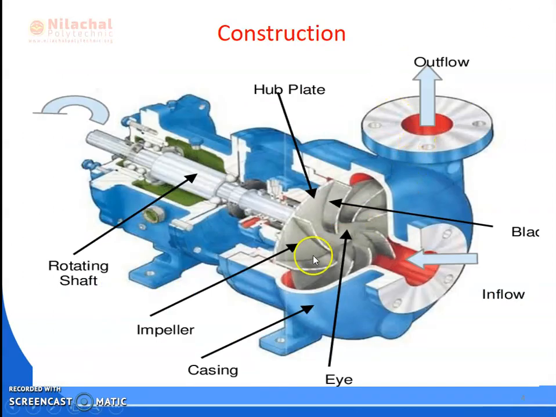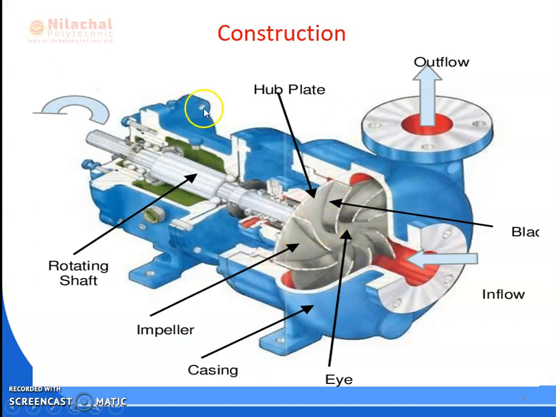So see, this is your hub plate, and this is your vane. Hub plate with vane is known as your impeller. This is the casing, this is the impeller eye, where the impeller will be connected with the rotating shaft, and this is the inflow, where water comes in, and this is the outflow. So this impeller is known as the semi open type impeller.